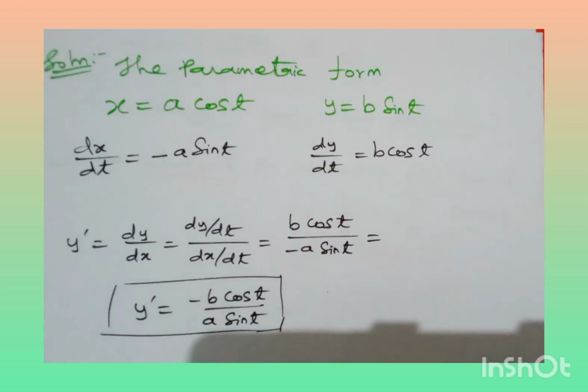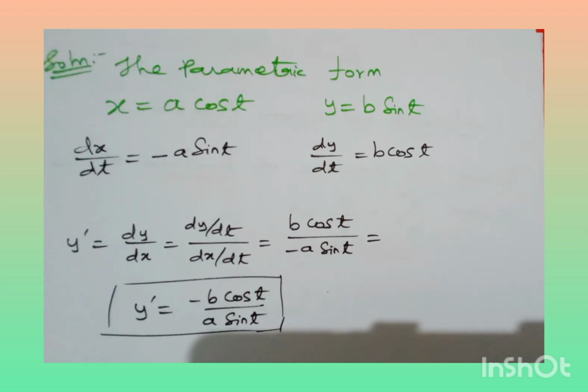So this is the solution. The parametric form of the ellipse: x is equal to a cos t, y equal to b sin t. Already we know this. Let us start with dx by dt. It means differentiate with respect to t, x as well as y, isn't it? So dx by dt equal to minus a sin t. Similarly, dy by dt equal to b cos t.